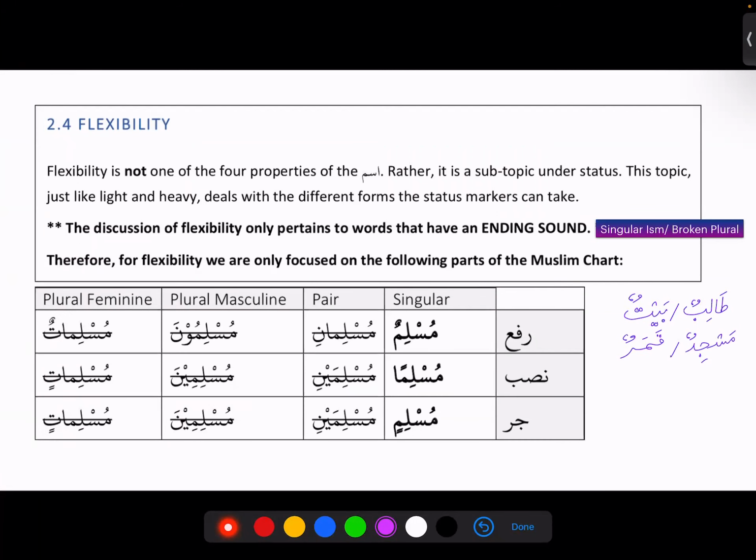Flexibility is not one of the four properties of an ism. We need to remember that flexibility is not a property of ism. Rather, it's a subtopic under status. This topic, just like light and heavy, deals with the different forms the status markers can take. Now, the discussion of flexibility only pertains to the words that have ending sound, which are our singular and broken plural. The broken plural also has a kind of ending sound, right? So flexibility is going to relate to these words only. That means our pair and all these combinations do not fall under it, and we are not going to worry about flexibility when it comes to pair and plural. Only the singular and the broken plural.